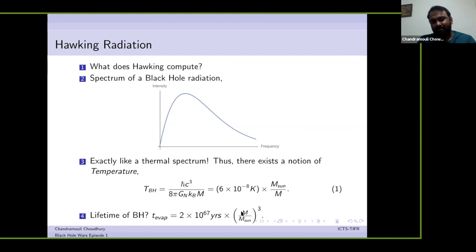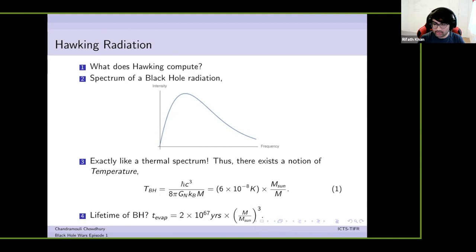So yeah, are there any questions at this point? Yeah, so it is really a big number, the lifetime of black holes. Yes, there are black holes which have millions to billions of solar masses. And even for a one solar mass black hole, we're most probably not going to see them evaporate. How about other small black holes, which we can actually see evaporating?